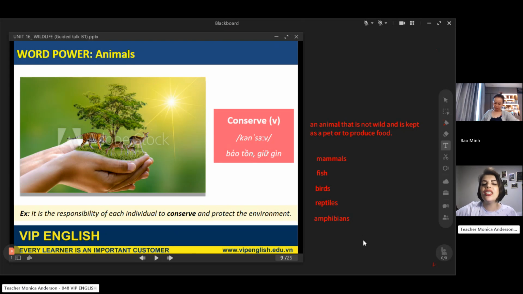And conserve, we need to conserve our nature. We need to conserve animals. It means to keep and to protect. So we need to protect. Yeah, conserve, to keep, to protect.